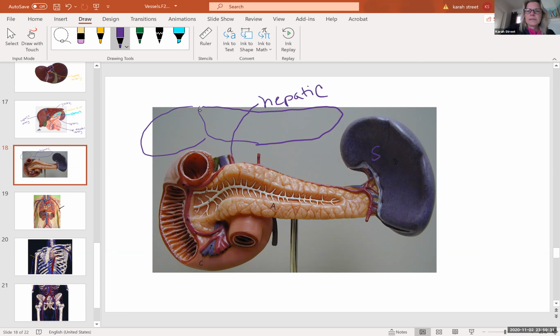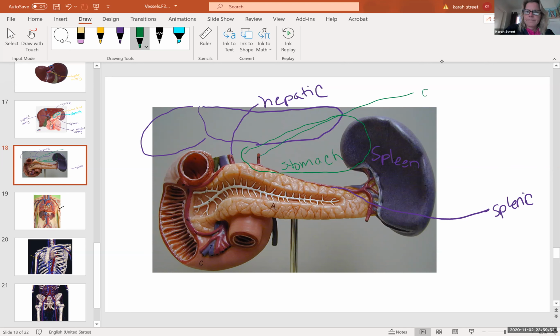Here's our spleen. Again, that artery there would be the splenic. And then right here would be the stomach. So any guesses what that little branch would be? Gastric artery. And then again, here is the superior mesenteric.